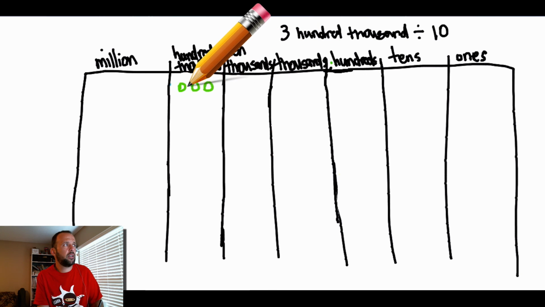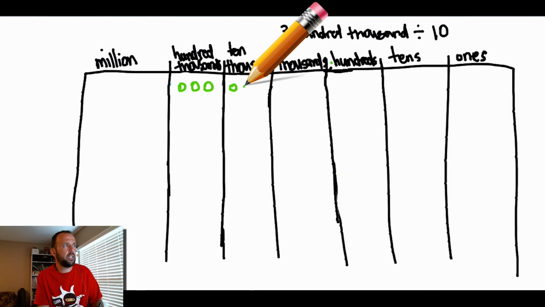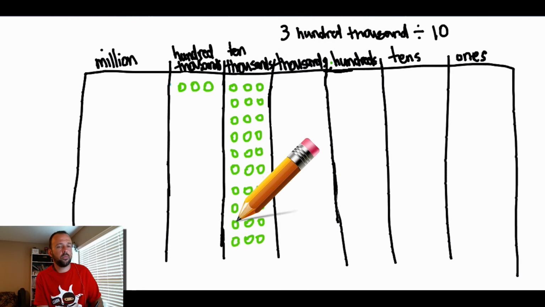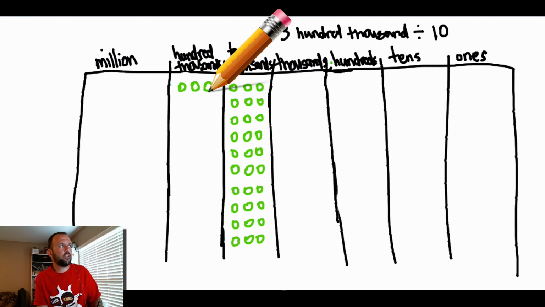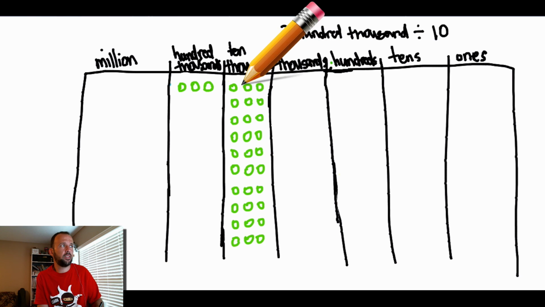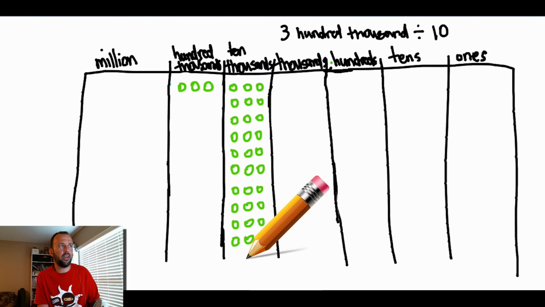I've got to make it into a smaller group, and then I can divide that by 10. So 300,000s is going to be the same as 30 10,000s. Okay, so I'm going to draw that in. I have my 300,000s, which I unbundled, basically made them into smaller units, and made it into 30 10,000s. So now I can divide that by 10.